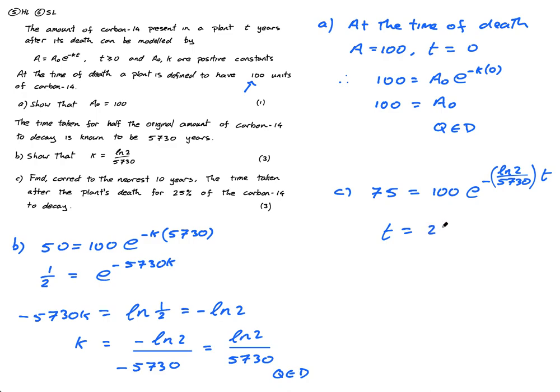And it's 2,378. That's the solution. But careful, he says to the nearest 10 years. Therefore, the time taken to the nearest 10 years is 2,380 years for the carbon-14 to decay 25%.